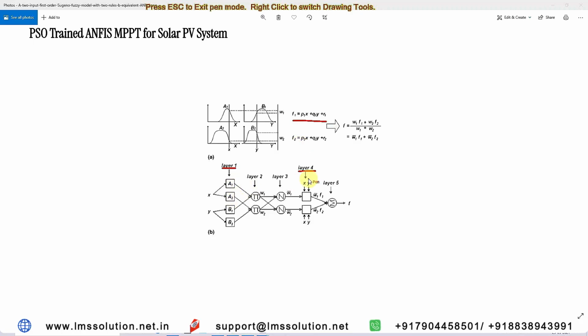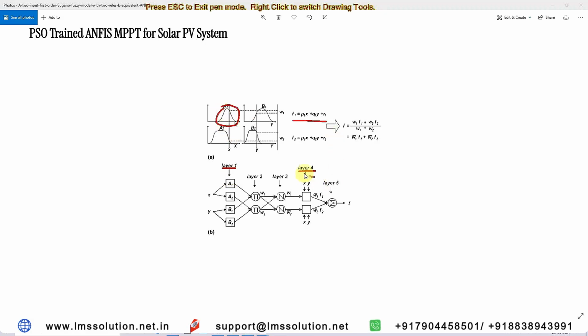Layer 1 and layer 4 are known as tunable layers. That means they have some tunable parameters. Layer 1 is the membership function. For example, consider using a Gauss membership function for two inputs x and y. Then we get two parameters to tune in the Gauss membership function, nothing but the center of that Gauss membership function and the standard deviation. Those two parameters are known as tunable parameters in the Gaussian membership function.